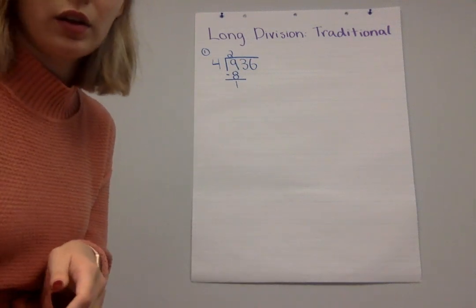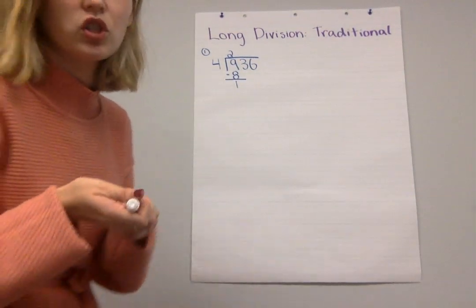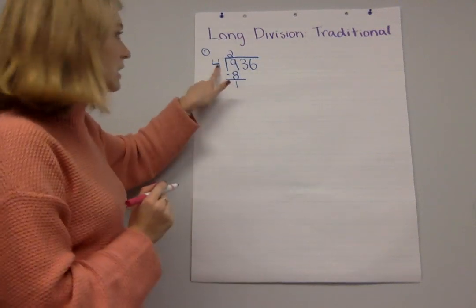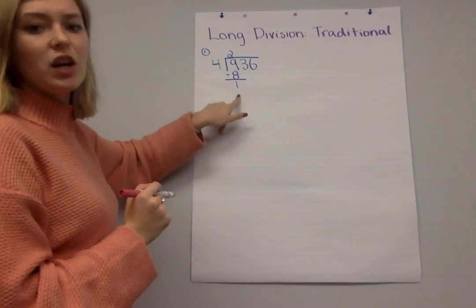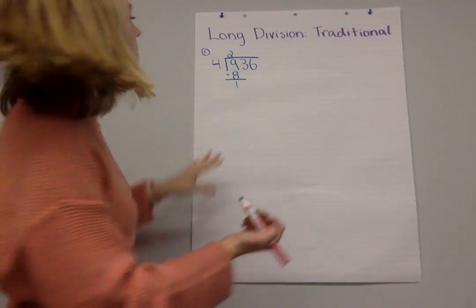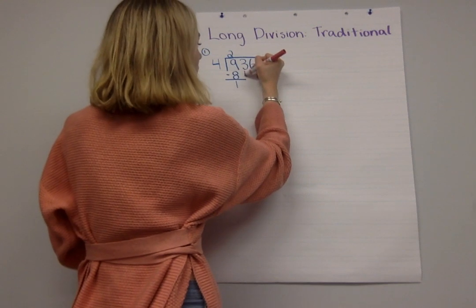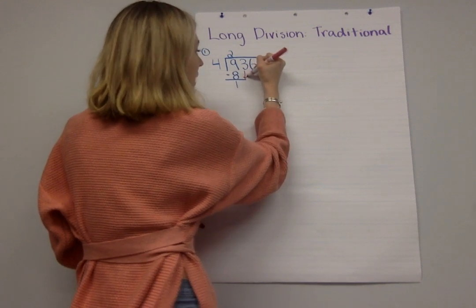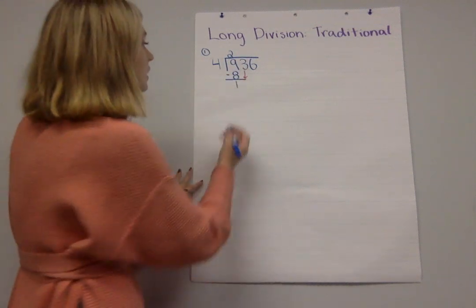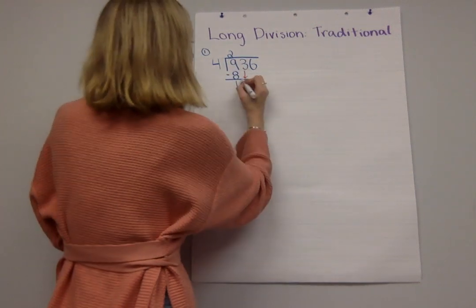Now, here's another step that you might have forgotten, so it's a good chance to go over it. We see that 1 is smaller than 4, so 4 cannot go into 1 evenly. So there's a step that I have to take. I bring down my next digit, which in this case is 3. So I bring down my 3.